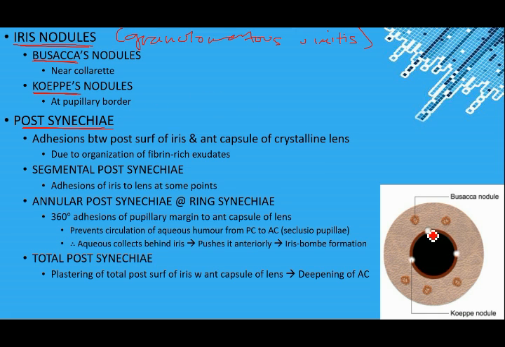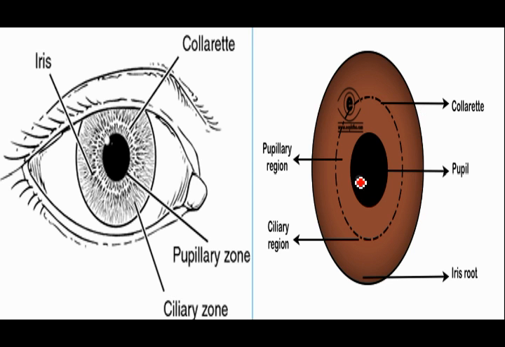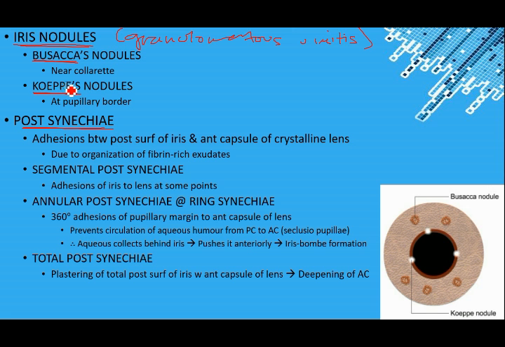So Koeppe nodules are normally near the pupillary border, and Busacca nodules near the collarette. This picture is better. Here you normally get the collarette and Busacca's nodules, and at the pupillary zone or margin you get Koeppe nodules. How I remember is that the P in Koeppe tells me it is at the pupillary border. Okay, that is number one.